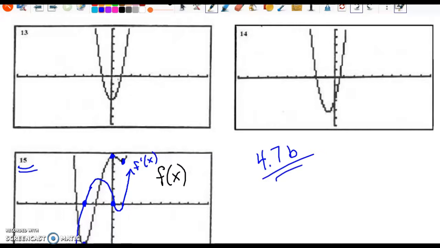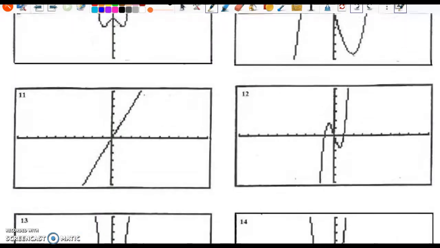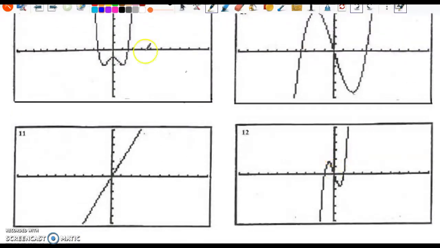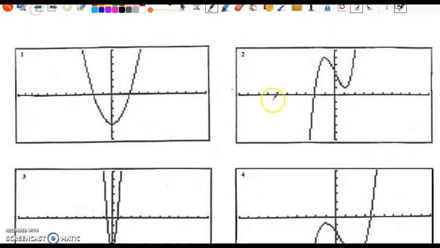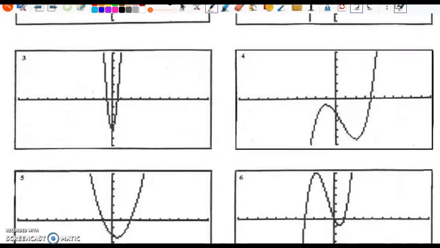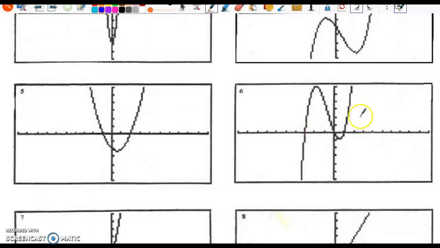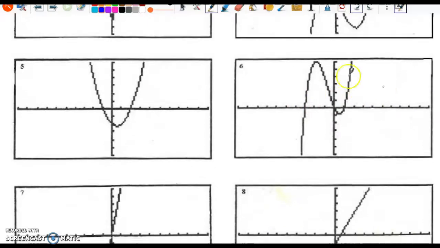So I need 3 x-intercepts, and it has to be a cubic. I don't know if it looks like number 12 or that other one. I would say it probably looks more like number 6. I don't know if you would agree, but I'm going to say number 6 matches that. So number 6 is the graph of the derivative of that.